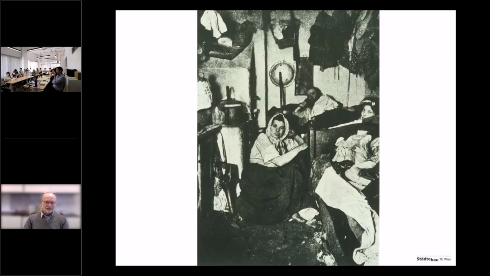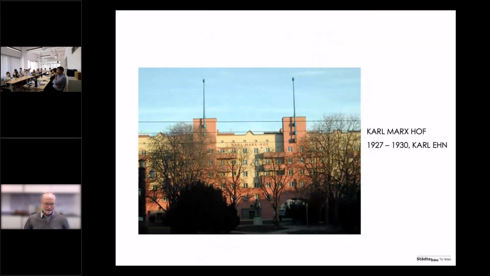A picture of the living conditions at about the end of the 19th century in Vienna. We had a situation where even the bed was not only used by one person, but by a couple. So they shared the bed. Some worked in the night and slept during the day, and the other way around.